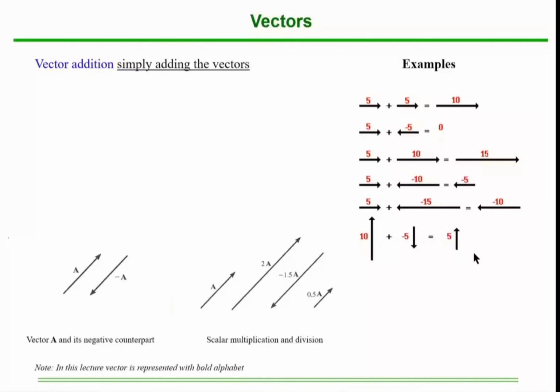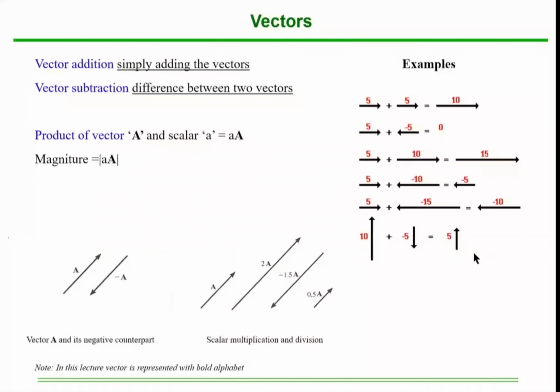Okay, so this is for you to go through. Basically, addition of vectors is simply adding the vectors, vector subtraction is the difference between two vectors, and multiplying a scalar with a vector gives the product. If the scalar is a decimal, it means you're dividing the vector. If you multiply 0.5 by a vector, it means you're dividing the vector by 2. So it's the same thing.